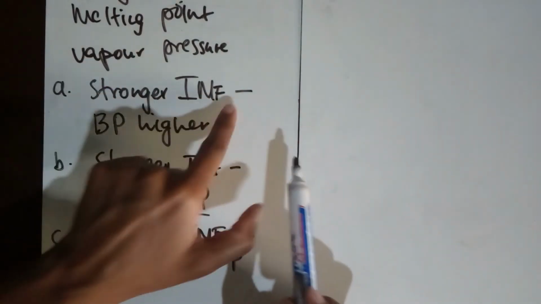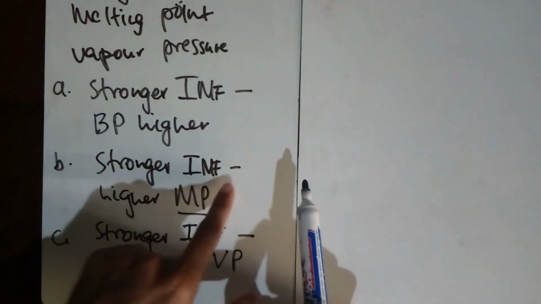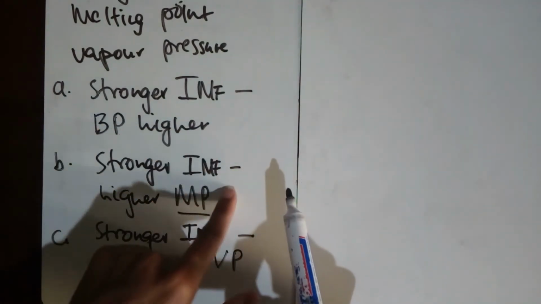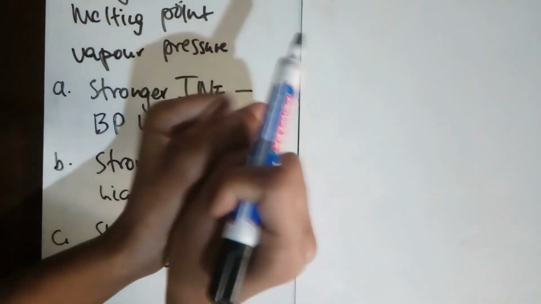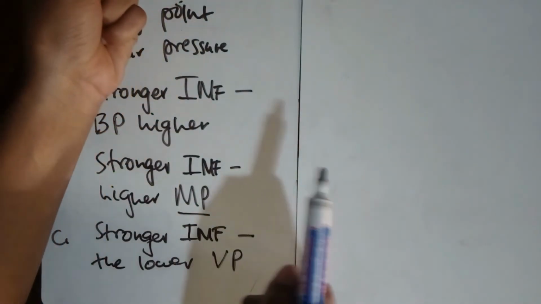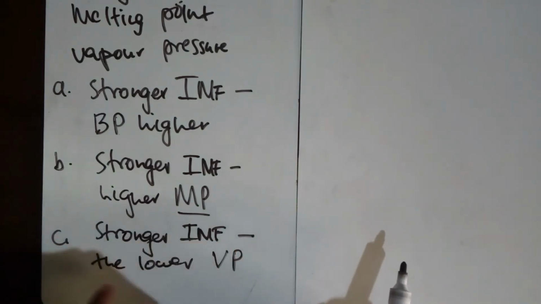The stronger the intermolecular forces, the higher the boiling point. The stronger the intermolecular force, the higher the melting point. Because if the intermolecular force is stronger, you will need more energy to break those two molecules apart, if you think about it logically. And then the stronger the intermolecular forces, the lower the vapor pressure, right?